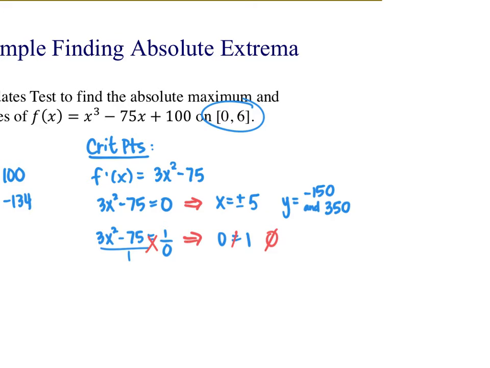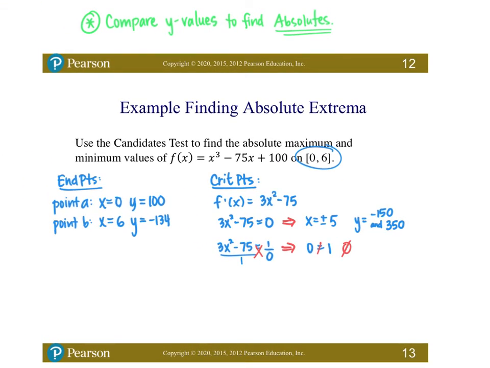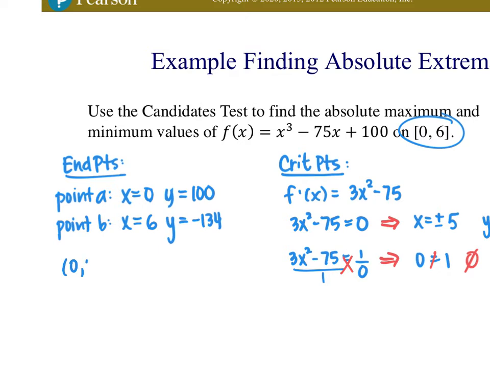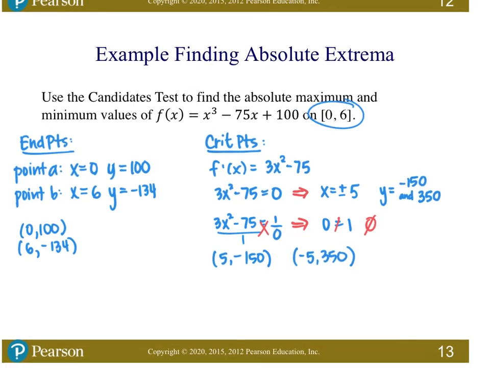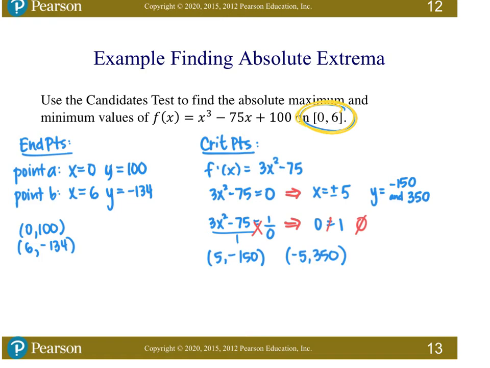All right, so now I want to compare the points I have. I've got 0, 100, that's a pretty high point. I have 6, negative 134, that's a pretty low point. From this one, I've got 5 with negative 150, and I have negative 5 with 350. So I've got one low and one high as well. However, let's go back and look at the interval is from 0 to 6. So these points have to be within the interval, starting at 0 for x and ending at 6. So 5 is fine.